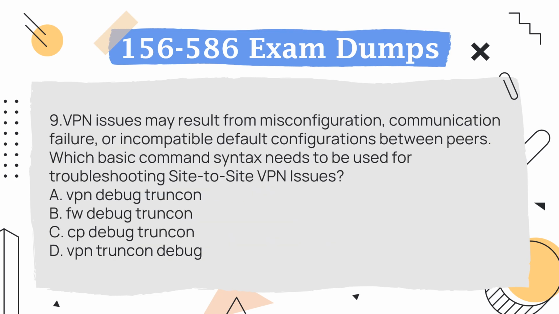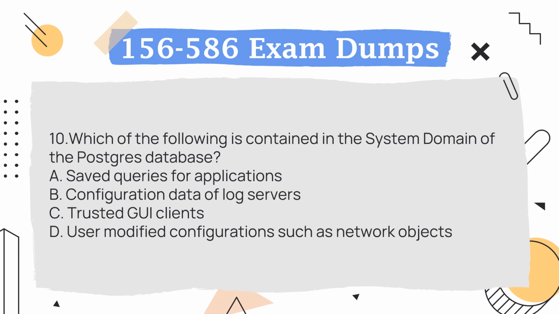9. VPN issues may result from misconfiguration, communication failure, or incompatible default configurations between peers. Which basic command syntax needs to be used for troubleshooting site-to-site VPN issues? A. vpn debug trunc on. B. fw debug trunc on. C. ccp debug trunc on. D. vpn trunc debug.